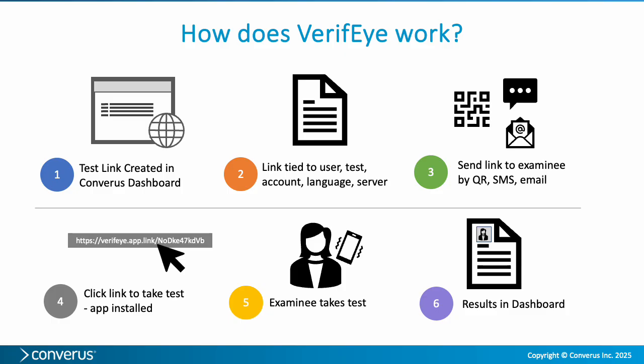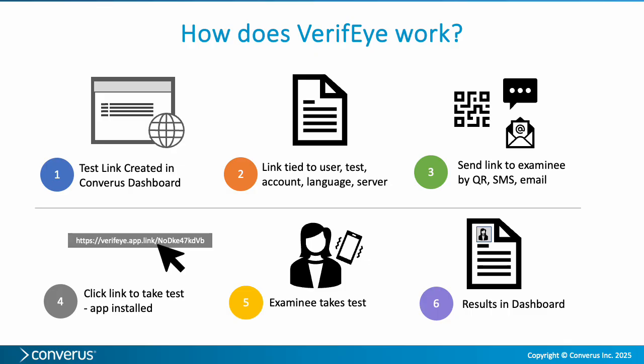In simple terms, getting started with VerifEye only requires a few steps. First, a test link is created in the Converus dashboard. That link indicates to the system the examinee, the test being taken, the sub-account to which it is assigned, the language in which it's presented, and the server on which the data will be stored. Next, the link must be sent to the examinee, and there are various options available, including text messaging, email, or a QR code. When the examinee receives that link via the methods I just described, upon clicking the link on their phone, the test will start.